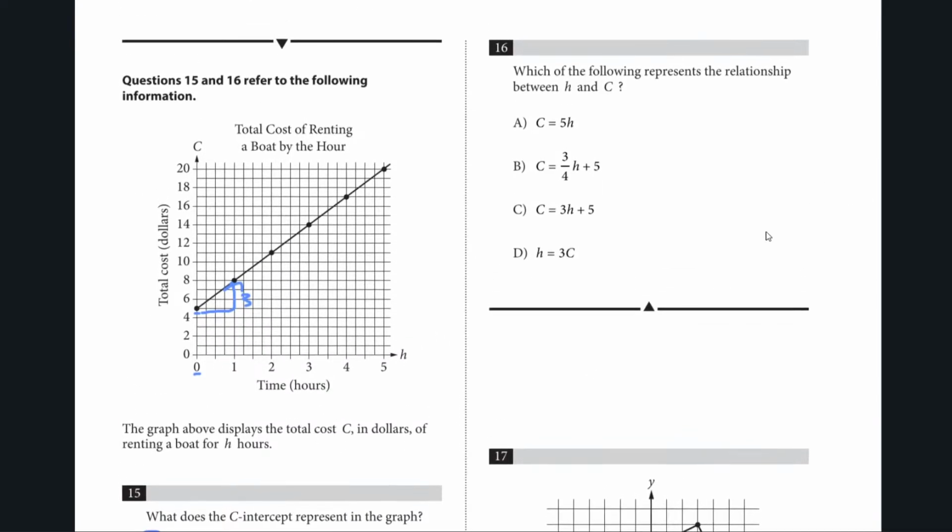Silly question. Which of the following represents the relationship between H and C? H is effectively our x here and C is our y. So if we were to write this in terms of x and y instead of these silly variables, the increase is 3, so our slope is 3x and has a y-intercept of 5. Now replacing it back with our variables, we have C is equal to 3 times H plus 5. Our answer is C.